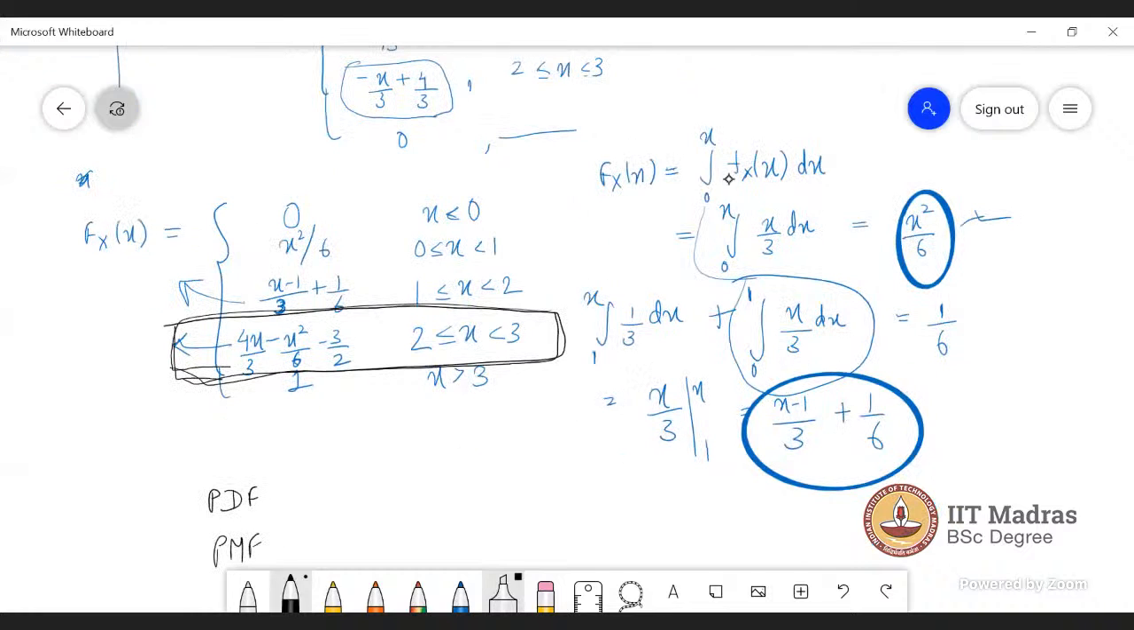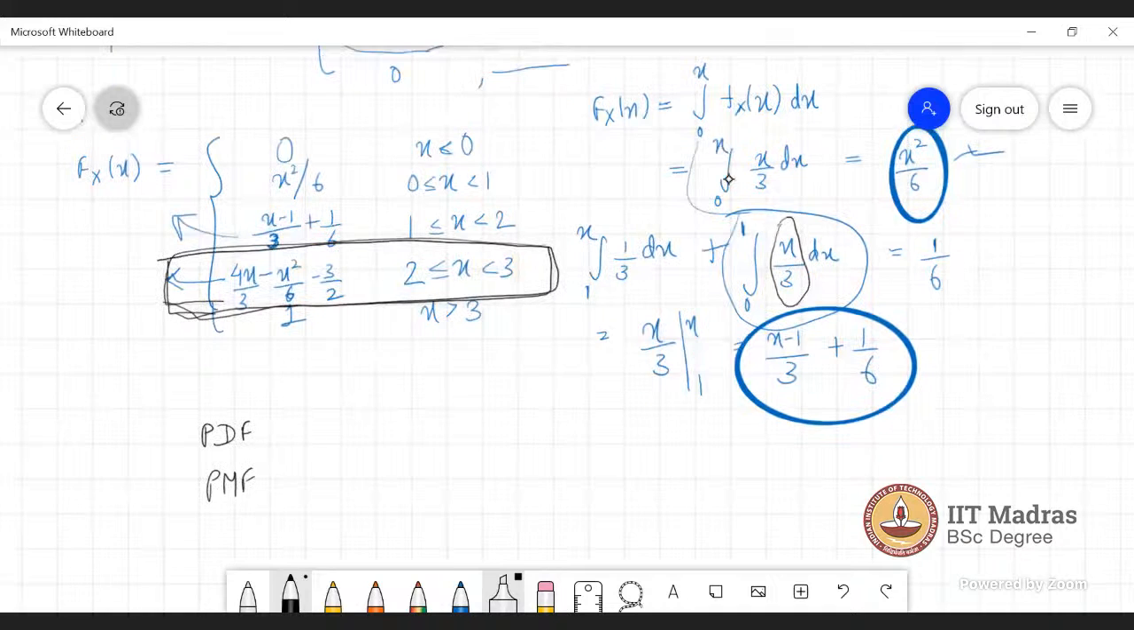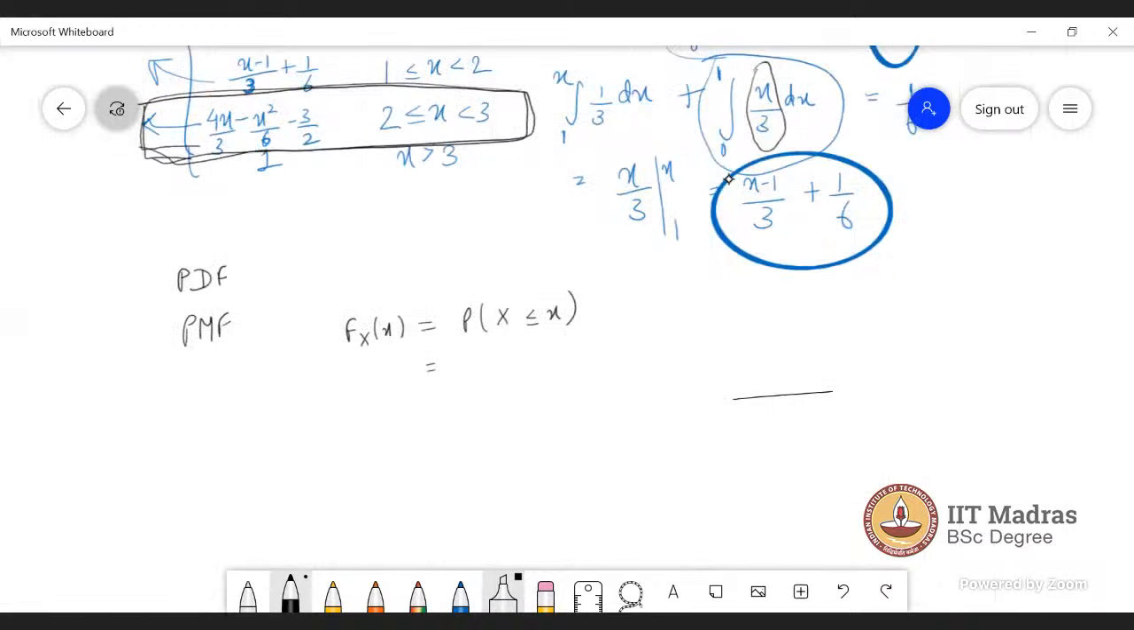Okay, so fx was x by 3 for 0 to 1. So if you write the CDF, if you write Fx of x, what do you write? You write probability x less than or equal to x. So if you have the interval 0 to 1, 1 to 2, and you have to find the CDF for 1 to 2, you will also have to add the probabilities for this interval, right? Yeah, so that is why we are adding that probability also.